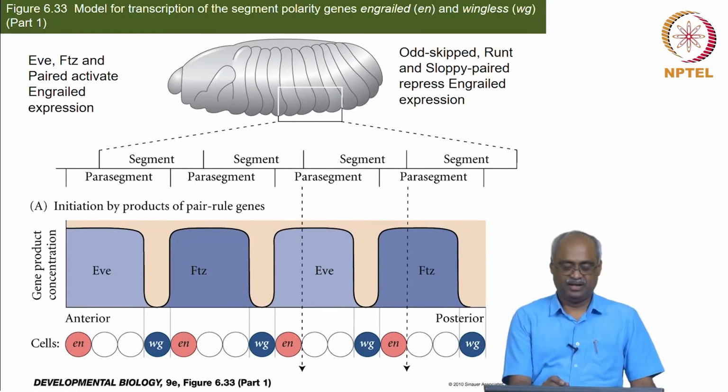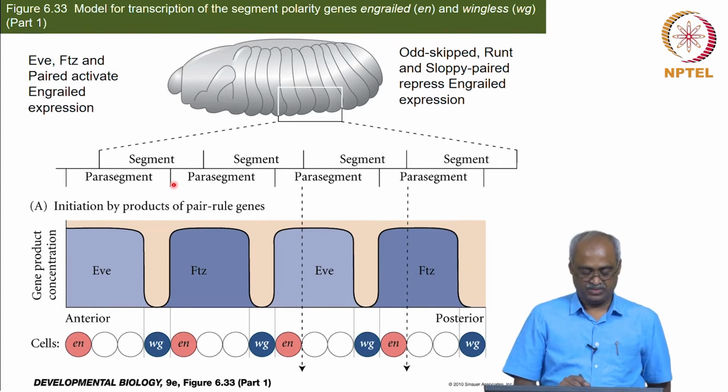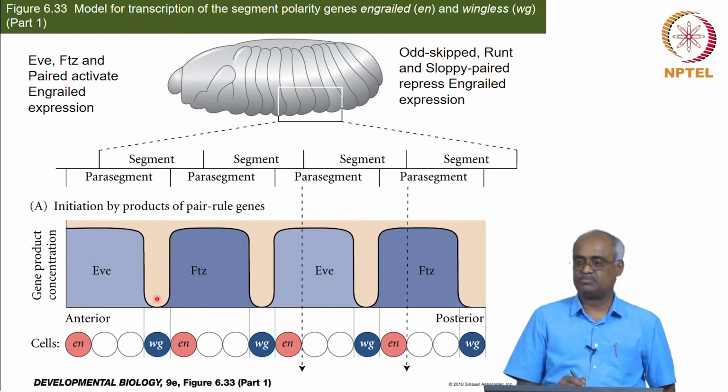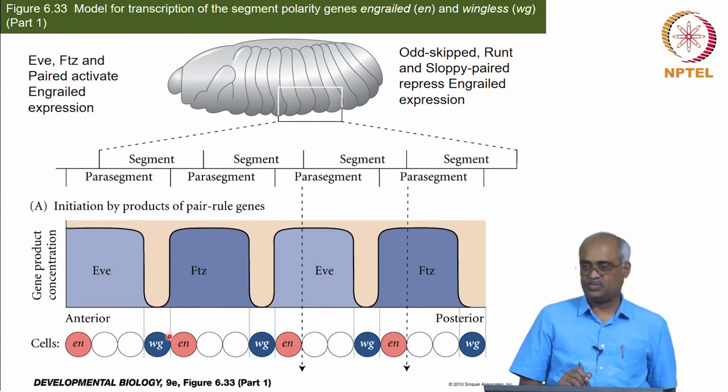So we are looking at this portion, and you look at the segments here and the parasegments below. Segment, parasegment. So now let us look at one parasegment. In this parasegment you have FTZ very highly expressed, and then 2 adjacent regions have very little of that, or the other pair-rule gene, even-skipped. And if you look at these genes, these are 2 segment polarity genes. These are expressed in a single row of cells.